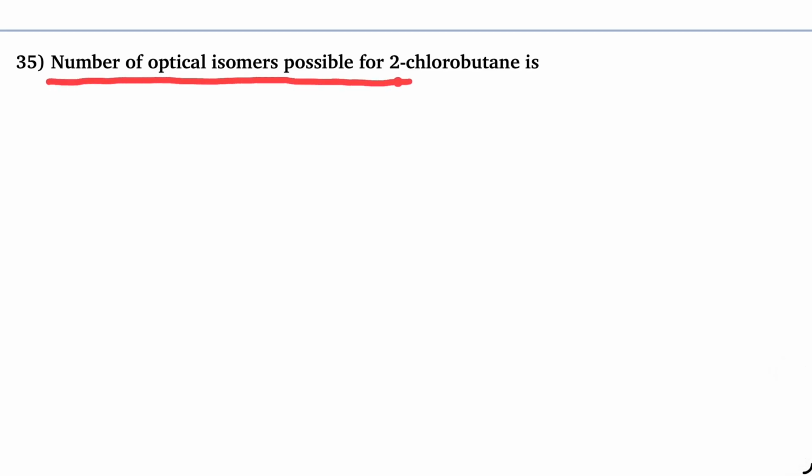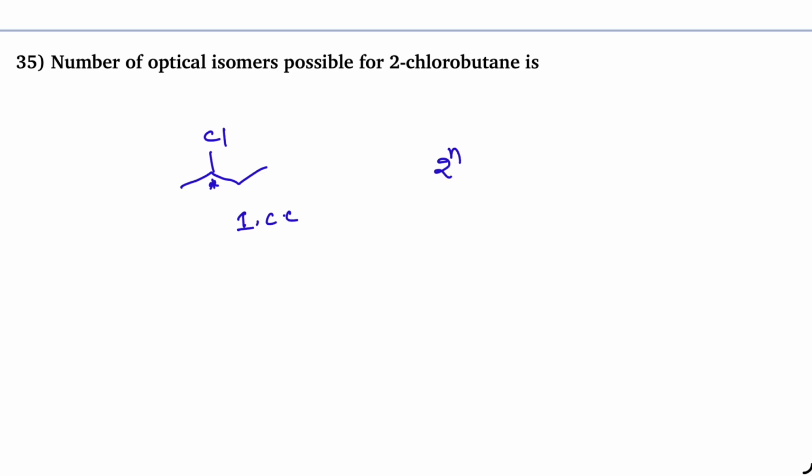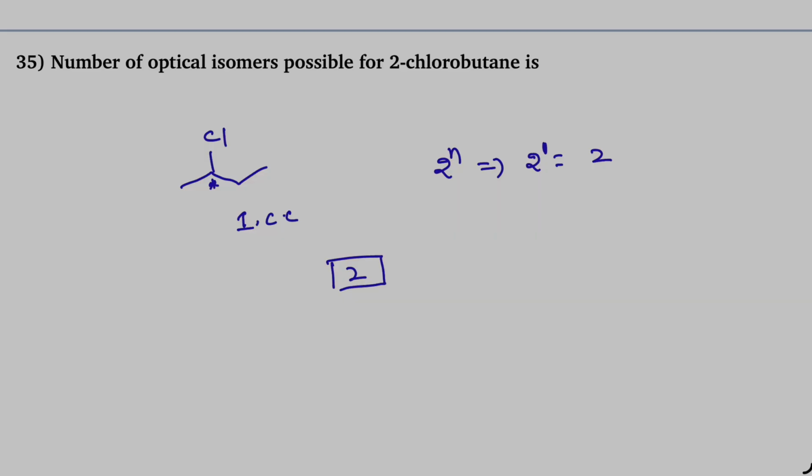Number of optical isomers possible for 2-chlorobutane. There is only one chiral center. So 2 power n, it is unsymmetrical molecule. So n is number of chiral centers. So that is equal to 2. So one is dextroform, another one is levoform. So the answer is 2.